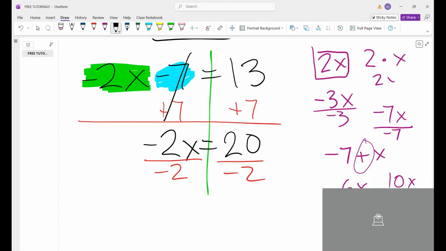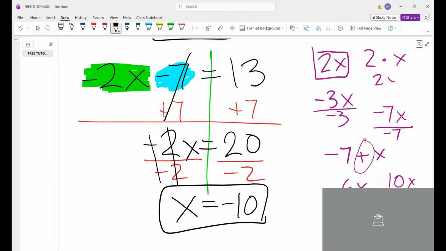The negative 2's are going to cancel out. Everything cancels top down. So you are left with x equals, and now 20 divided by negative 2 will be negative 10. And that is your answer.